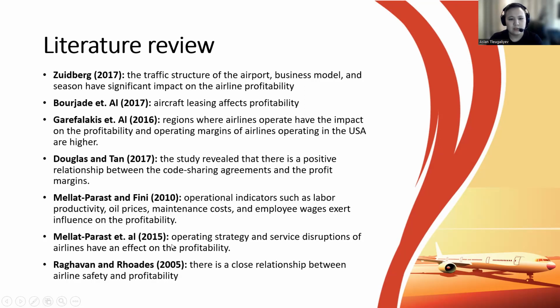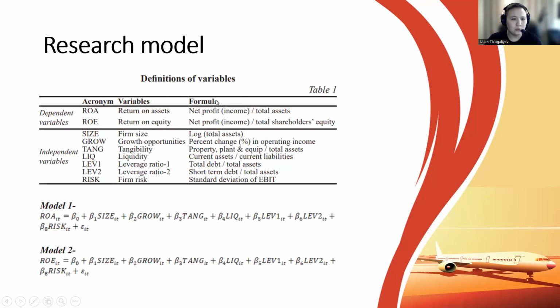According to Matt Frost and Toll, its operating strategy and service disruption which matters the most. And according to Rehaven and Rhodes, it's the airline safety and safety level perceived by customers is the most important factor for profitability. Based on this summary of the literature, you can observe that there is no consideration of low-cost airlines and no high attention is paid to the financial variables. Let's move to the research model.